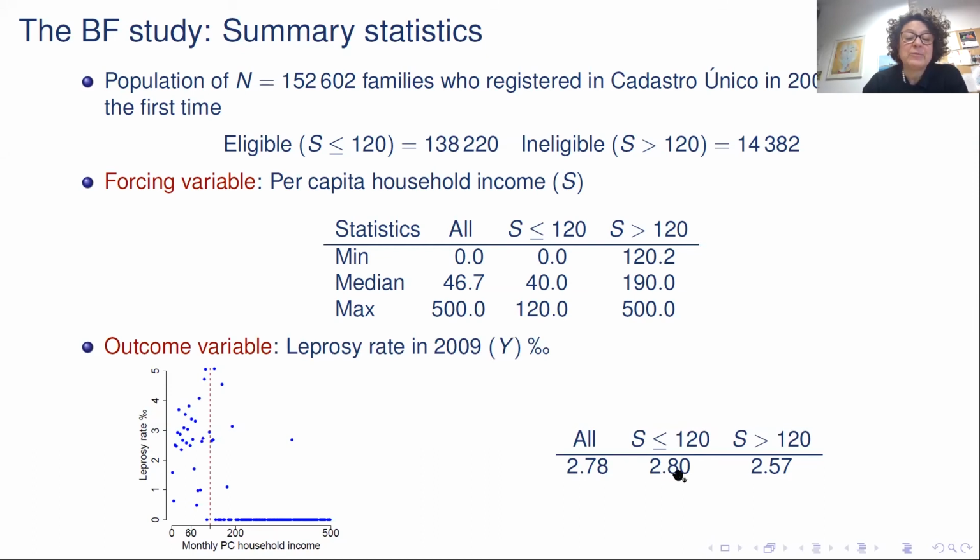The leprosy rate, in terms of cases per 1,000 families, is what you see here. Overall, you would see little benefit, or actually, being eligible appears to be bad for you, right?